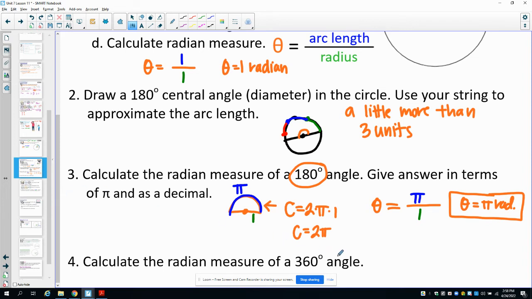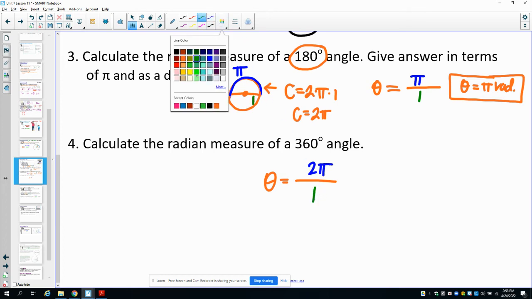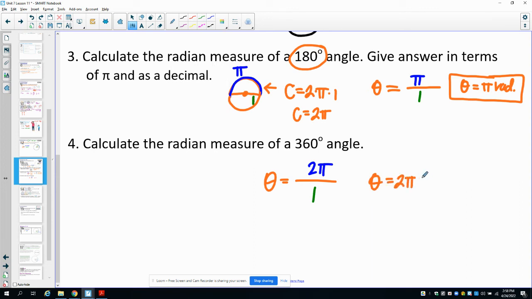So what would it be for 360? 360 is just going to be the full way around, which is the full circumference for that arc. So your arc length all the way around the circle is just 2 pi. The radius is still 1. So your radian measure is just going to be 2 pi radians.